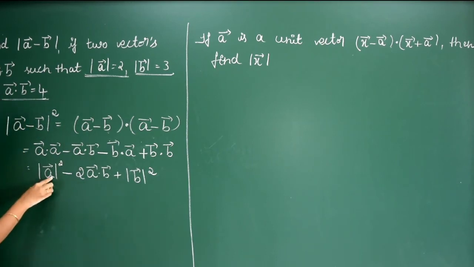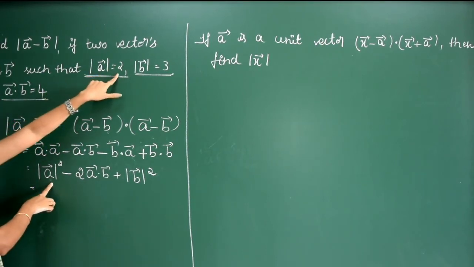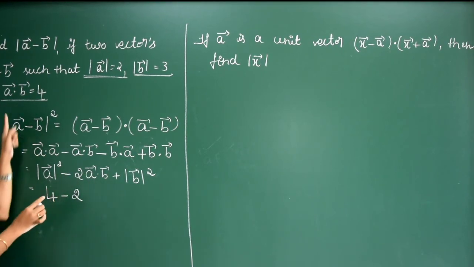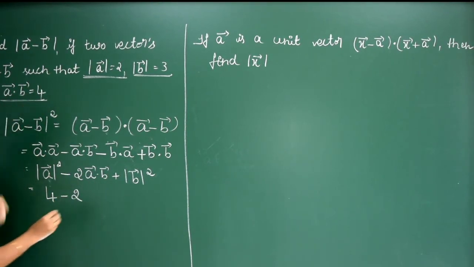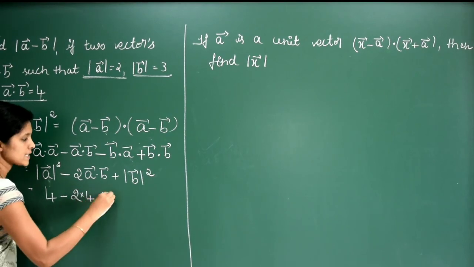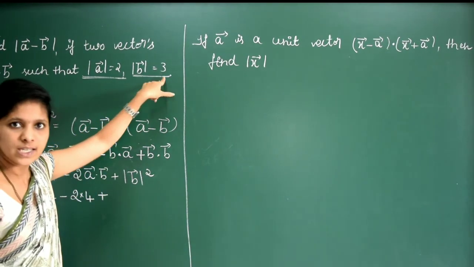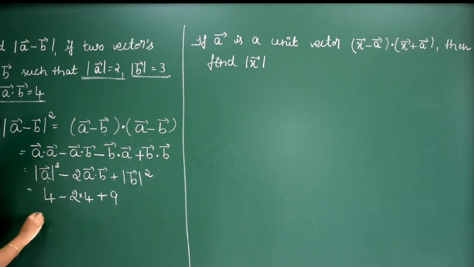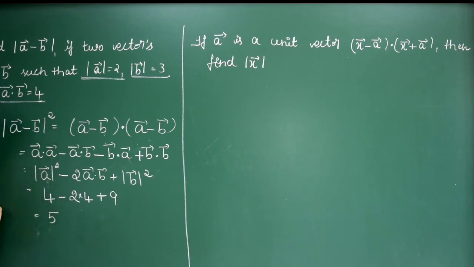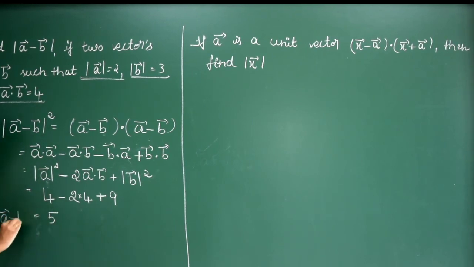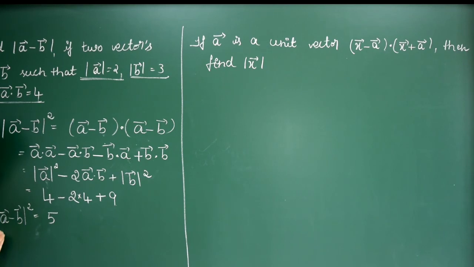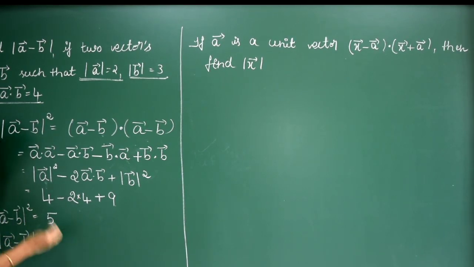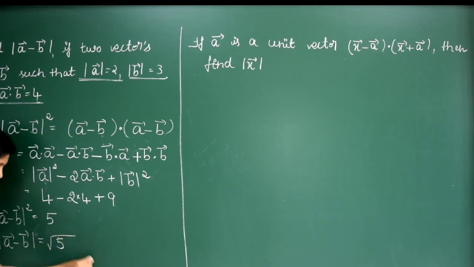So this is equal to, the magnitude of A vector is given as 2, so 2 square will be 4, minus 2 into A vector dot B vector, which is given as 4, so into 4, plus B vector is given as 3, so 3 square will be 9. So this is 9 minus 8 will be 1, 1 plus 4 will be equal to 5. This is the magnitude of A vector minus B vector square. But we need the magnitude of A vector minus B vector, so take a root on both sides. So this will be equal to root 5.